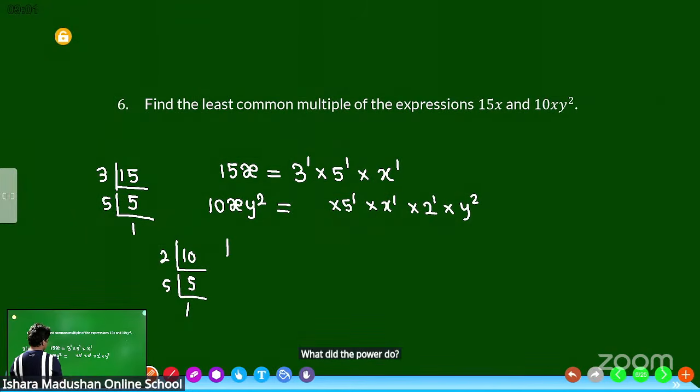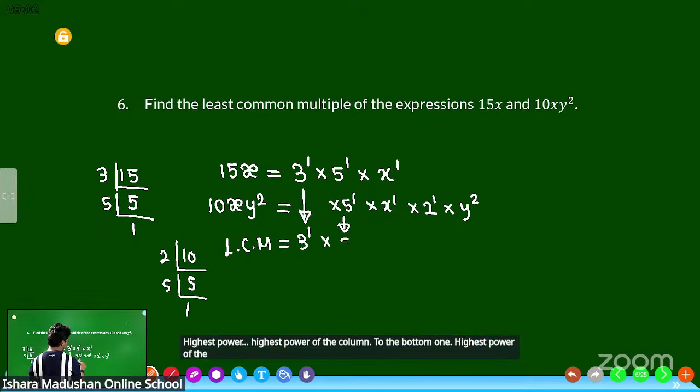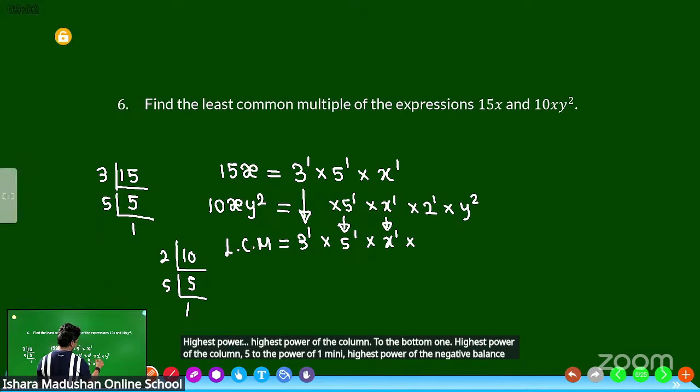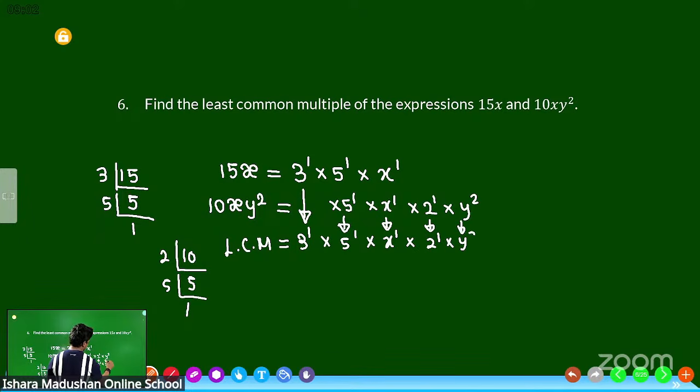Right. So LCM, least common multiple, I get the highest power of the column, 3 to the power 1. Highest power of the column, 5 to the power 1. Highest power of each column. 3 into 5, 15. 15 into 2, 30. So it will be 30xy square.